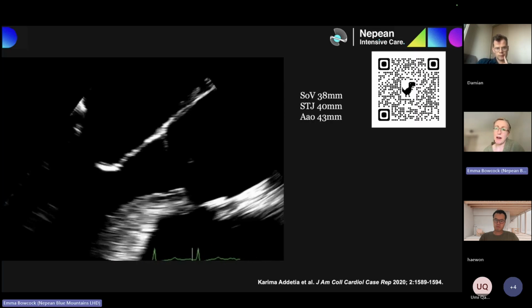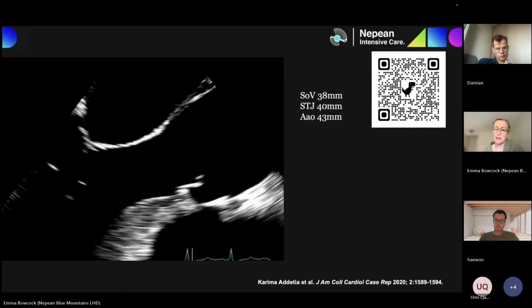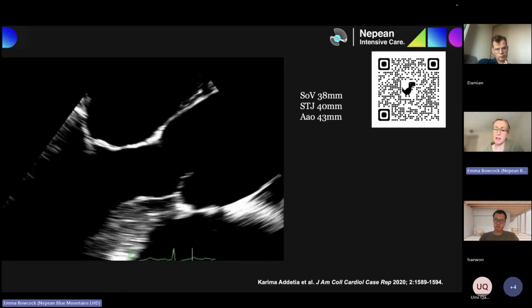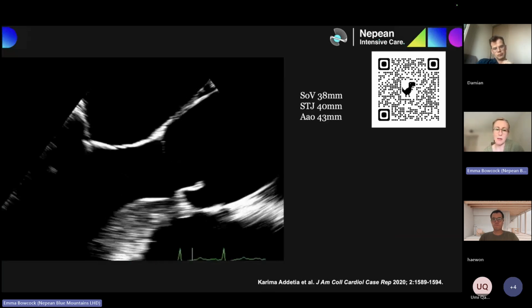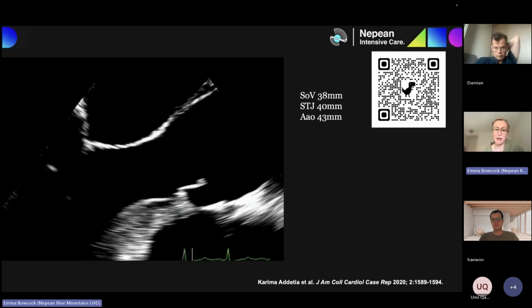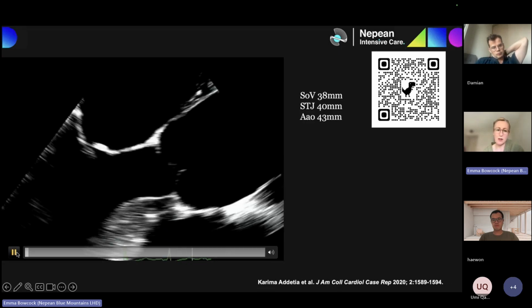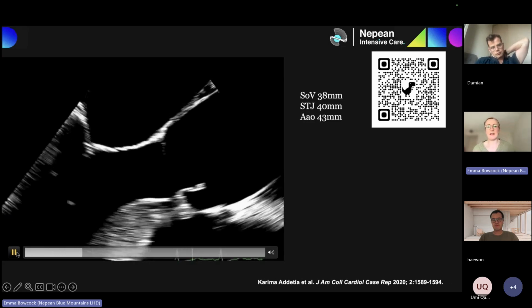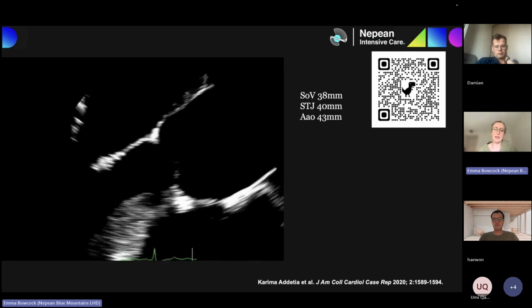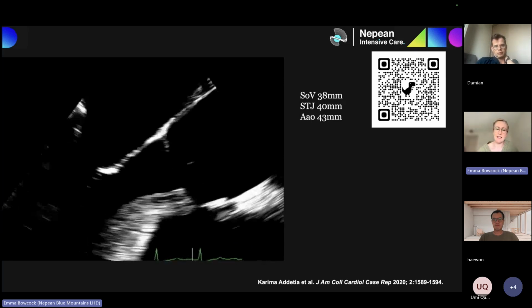So with that in mind, again, that's that nice paper I was referencing about mechanisms of AR. But what do we think could be going on here? So this is, you put the TOE probe down, you've zoomed in your long axis of the aortic valve, and this is what you're seeing.